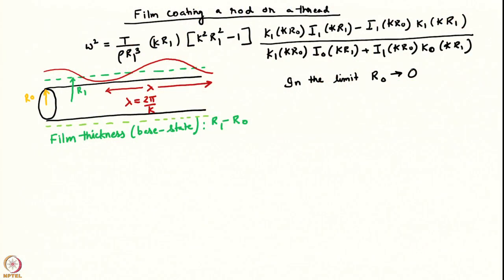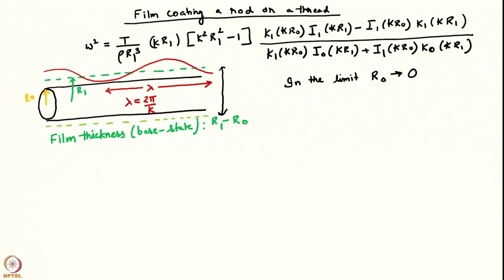Now, just to check for consistency, it is useful to take the limit r0 going to 0. r0 is the radius of the rod, so I am shrinking the rod. You can think of this process as one which holds this entire distance constant and shrinks the radius of the rod. So, the space that is occupied by the rod gets now occupied by the fluid.